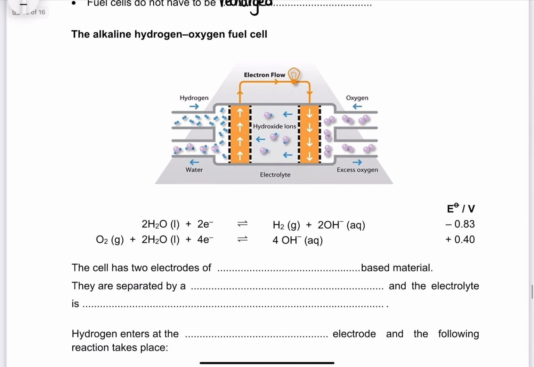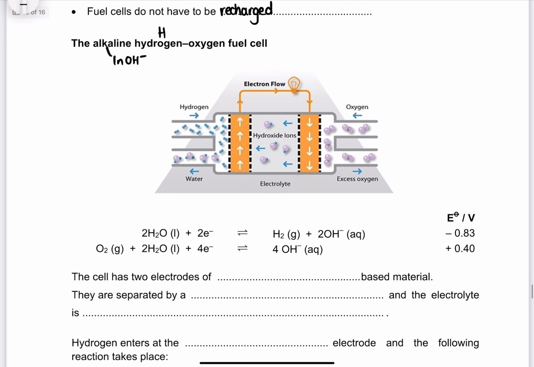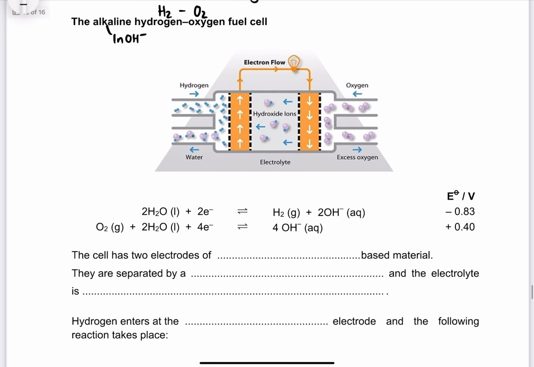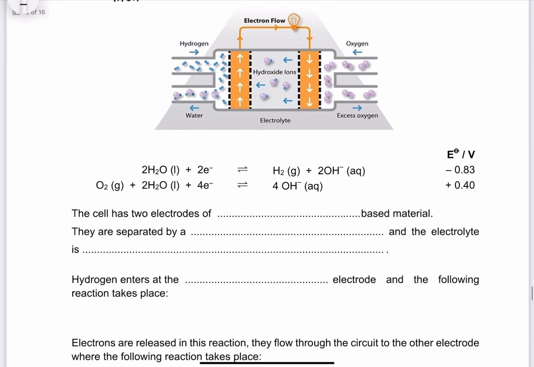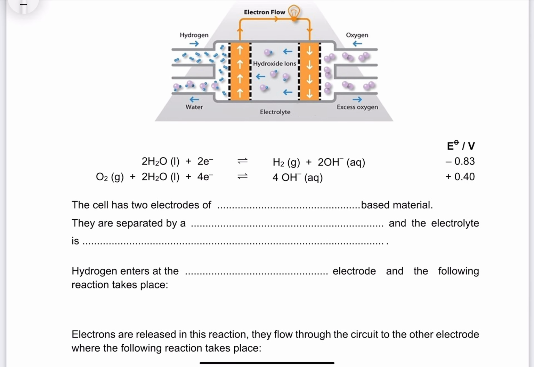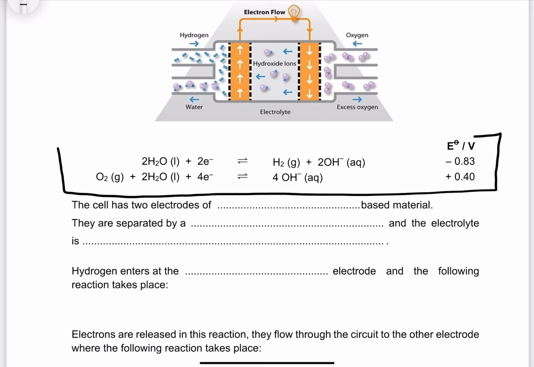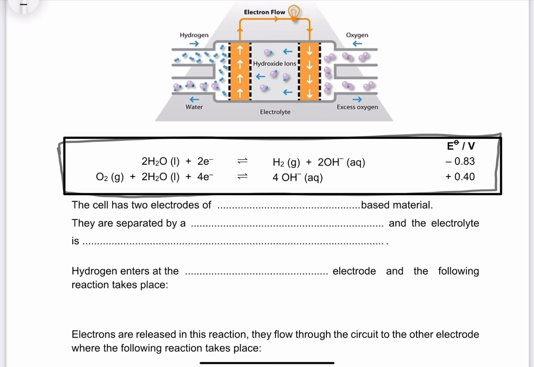Here's an example of the alkaline, so that means hydroxide ions, hydrogen-oxygen fuel cell. So that's hydrogen and oxygen reacting to make water. We've been given the two equations. Again, it's worth making sure that you can remember these two equations. The more positive one, remember, is on the right-hand side, and the more negative one is on the left-hand side.